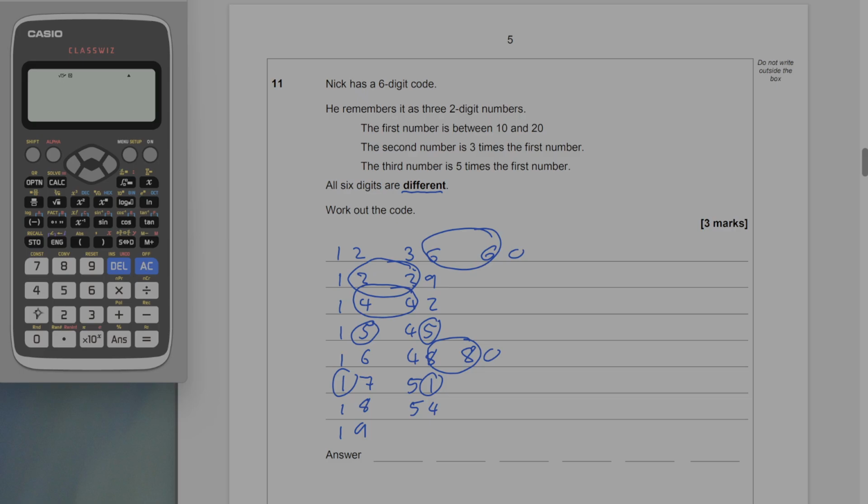18 times 5 would give me 90. So that's definitely a possibility. I'm just going to show that the last one doesn't work, or see whether that's another possible option. 19 times 3 is 57, and instead times by 5, 95. We've got a repetition of the 9 and the 5. So the only possible option is 1, 8, 5, 4, 9, 0.